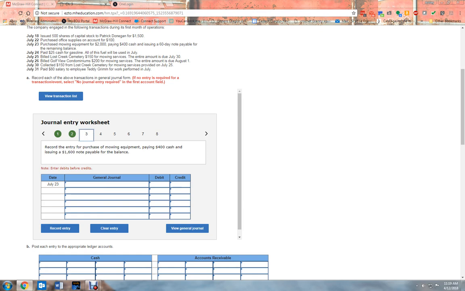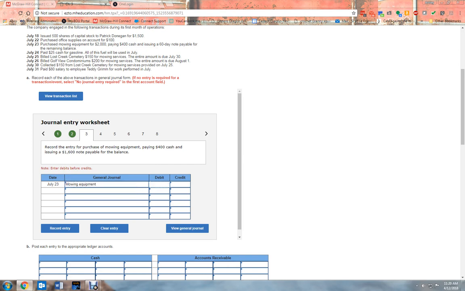So now I'm going to purchase mowing equipment for $2,000, and I'm going to pay $400 cash and issue a 60-day note payable for the remaining balance. Okay, so again, break these up in chunks. I'm going to purchase mowing equipment. So I go look and find, do I have a mowing equipment account? Sure enough.